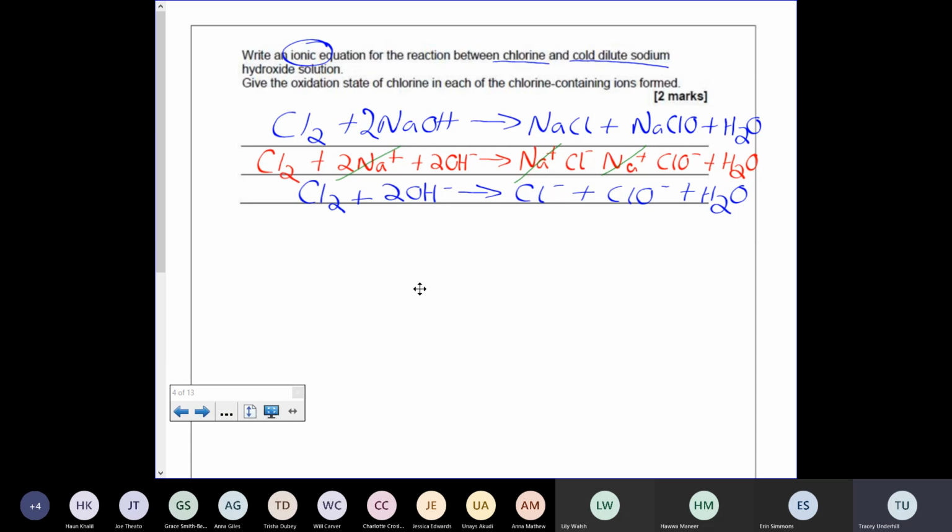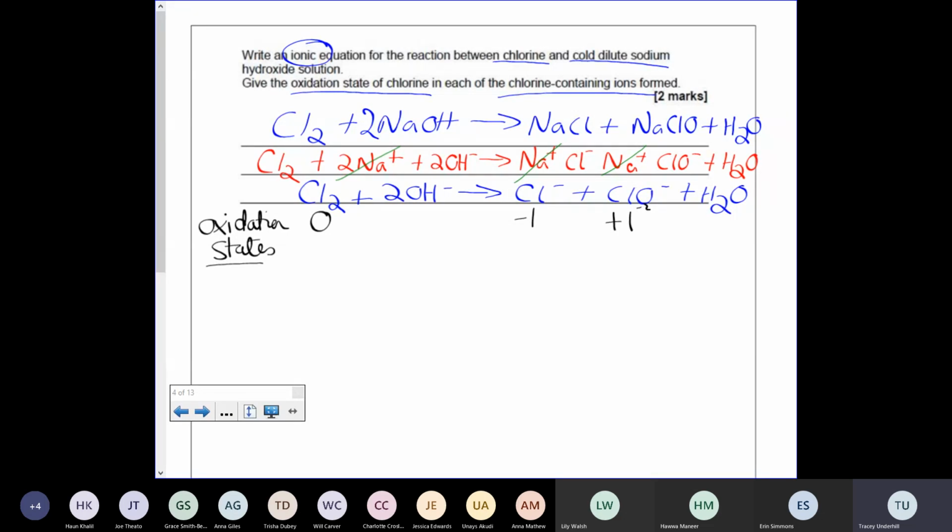Give the oxidation state then. So we've got the oxidation state of the chlorine and other chlorine containing ions formed. So oxidation states. Any element starts at zero, so chlorine's there. And then again, it takes the charge here, so minus one. It's already a negative, it would be minus two for the oxygen, therefore to cancel that out and still leave a net one negative behind, the chlorine there needs to be plus one. Okay, so there's our oxidation states for the species.